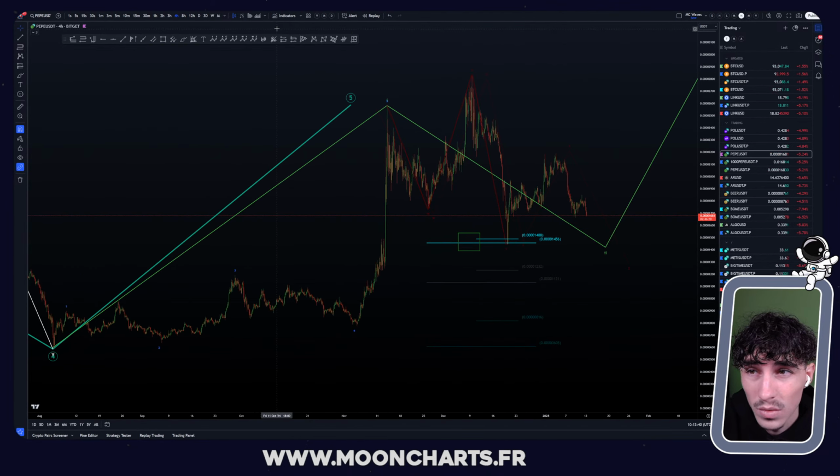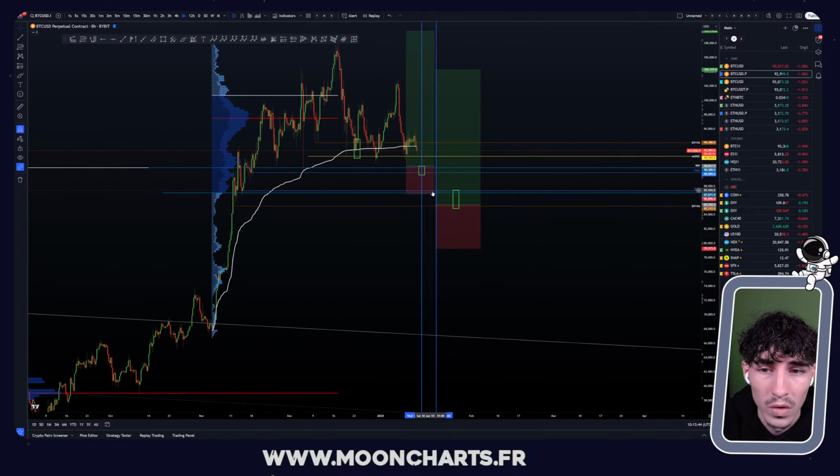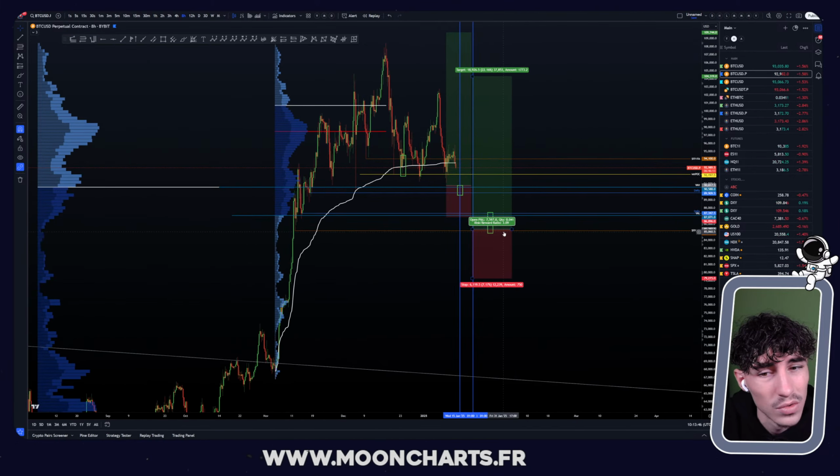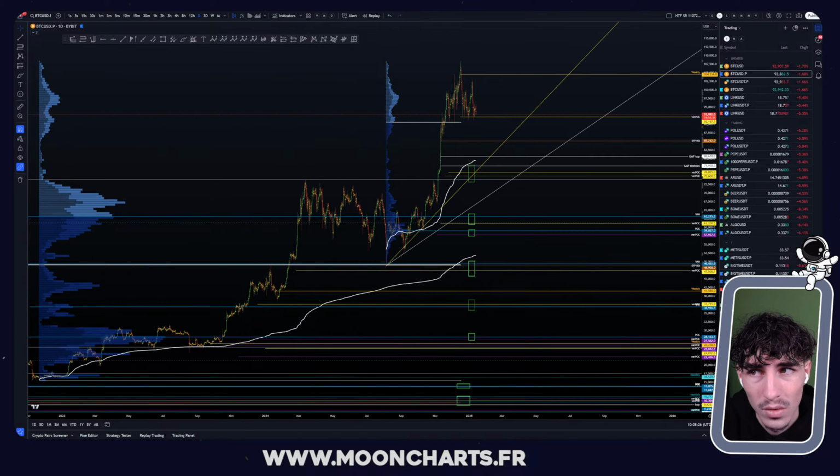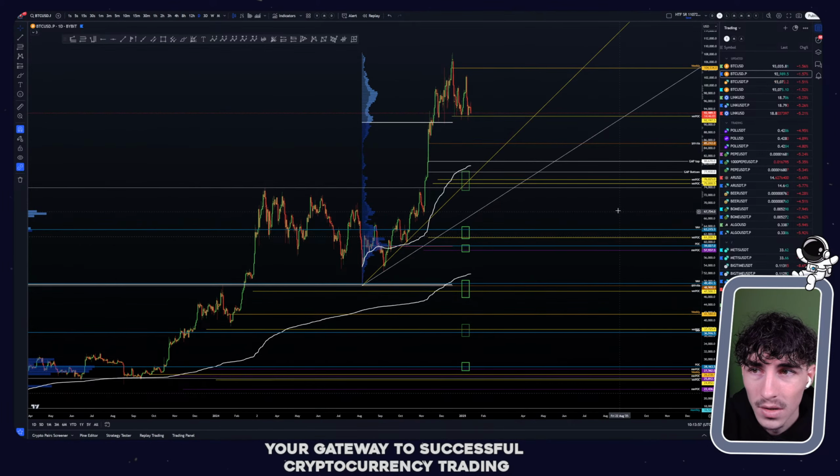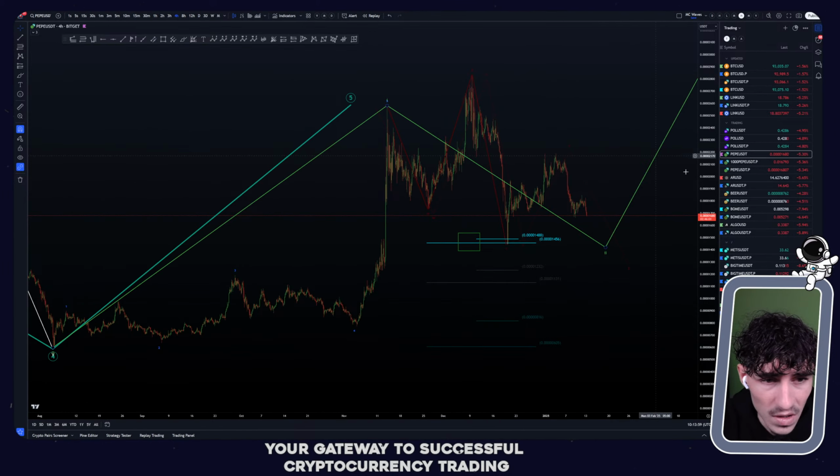Yes, we have some waves, so we just need to break a few supports, so to speak, these two there. If we start breaking these 2 supports, we can look for 78,000 and maybe even lower. So yeah, it depends on what Bitcoin is doing.